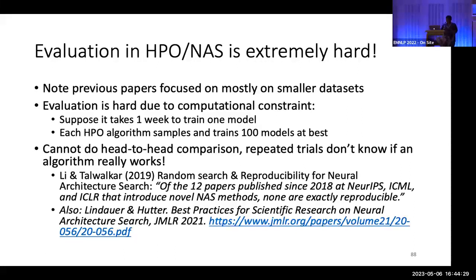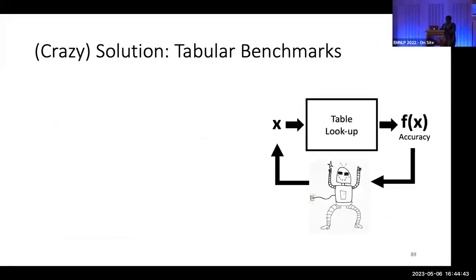And of course, now there's no 12 papers. It's more like several hundred papers, and none of them are reproducible. Yeah, so I kind of painted a very grim image of this field. So what can we do?